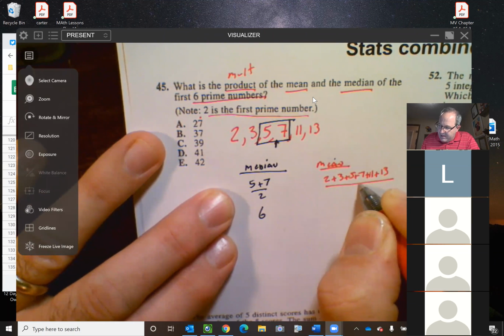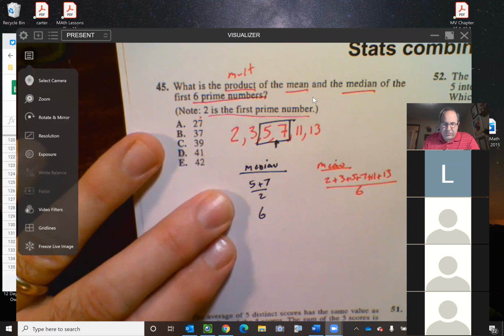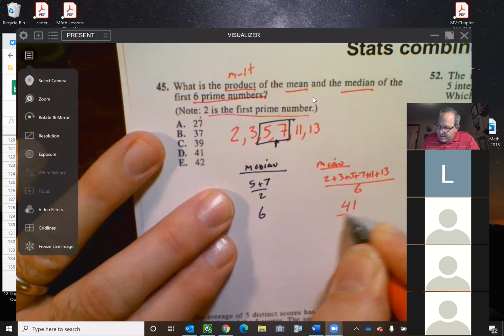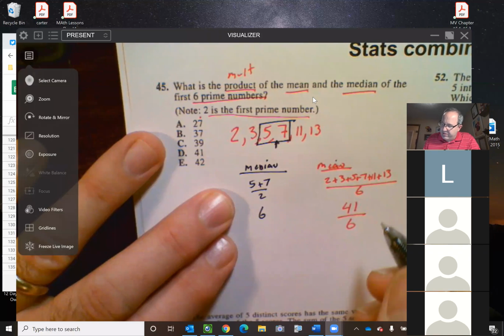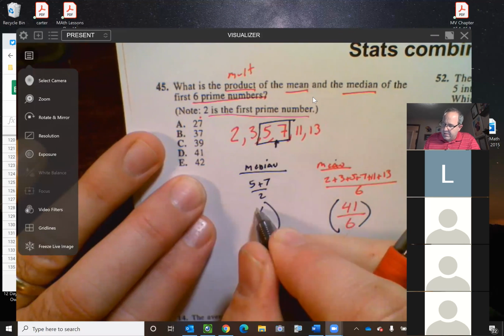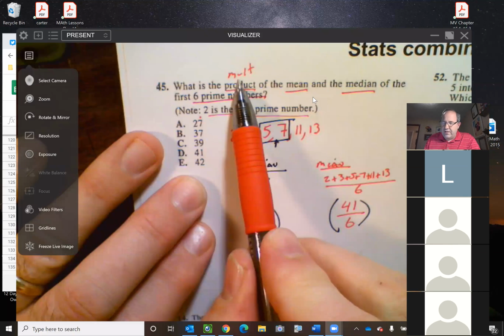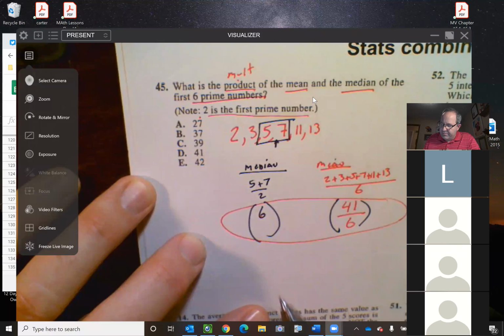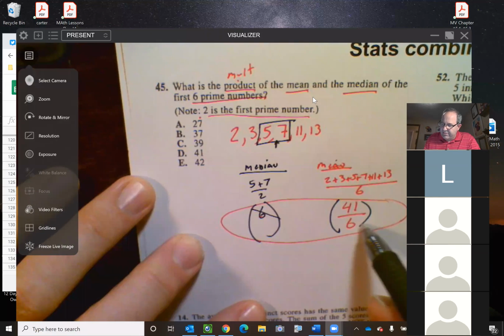And divide by 6, right? Because there's 6 numbers. Well, when I add these numbers up, I get 41. And I'm going to leave it as 41 over 6. And here's why. I'm finding the product of the median and the mean. When I multiply these numbers, wouldn't the 6's cancel and we get 41?